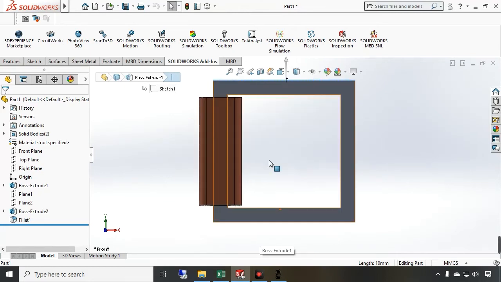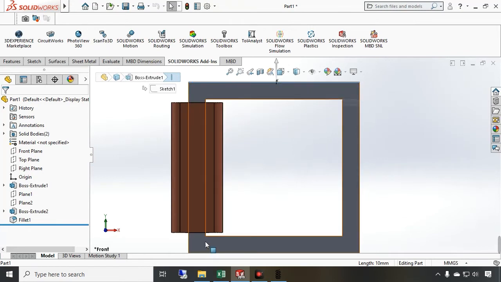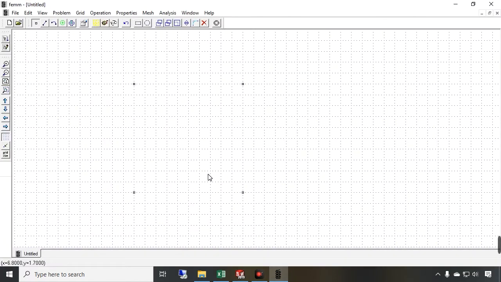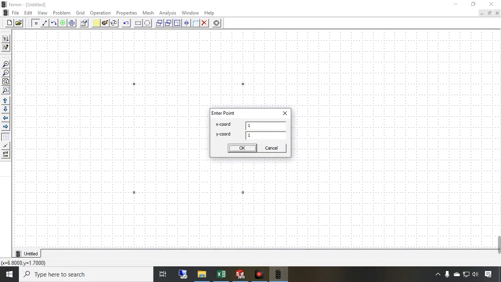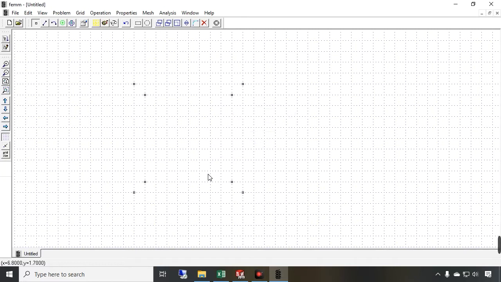Now I am going to define points for creation of these 4 inside edges. So I press the tab key, 1 and 1, 9 and 1, 9 and 9, and finally 1 and 9. So I can select segment here and draw the closed iron yoke. This one.